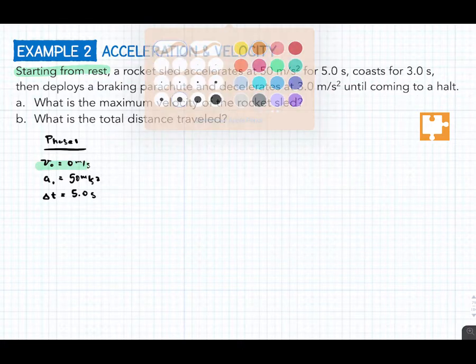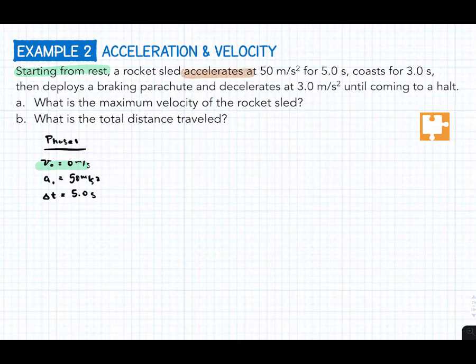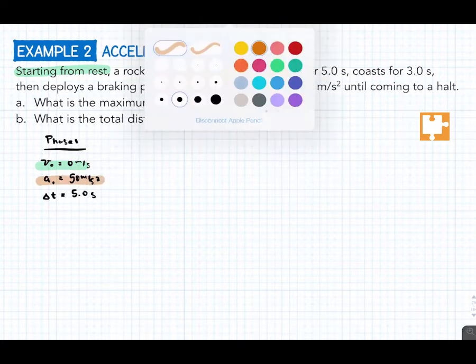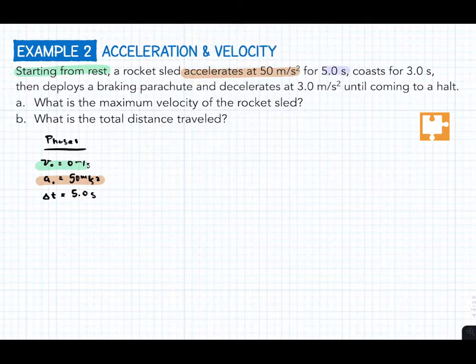Then we have our acceleration. Accelerates at 50 meters per second squared. That's our acceleration. And then we have our time. I guess I'll make time purple. Time will be 5 seconds. Okay, so that's where we're getting those things. So that's our first phase. Then what happens? Okay, we'll call that phase 2. Okay, so in phase 2, we coast for 3 seconds. So what's our initial velocity now for this part?